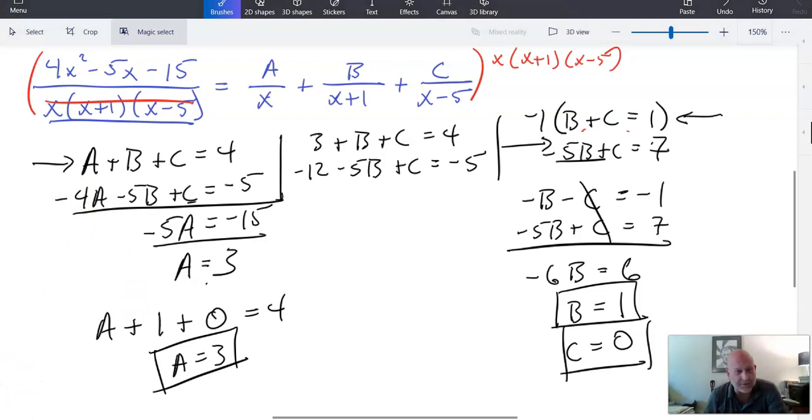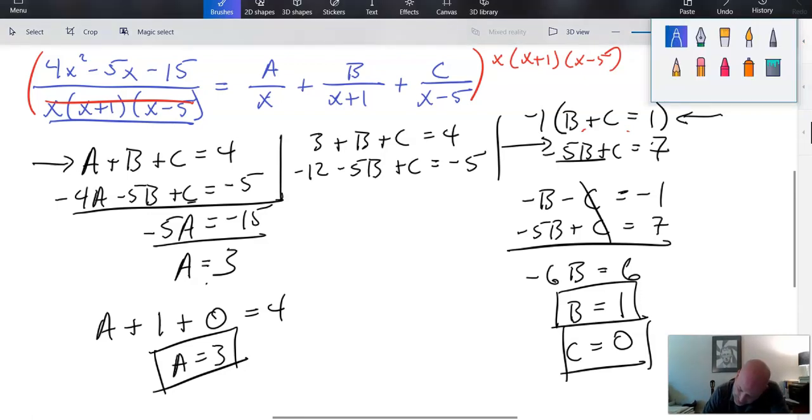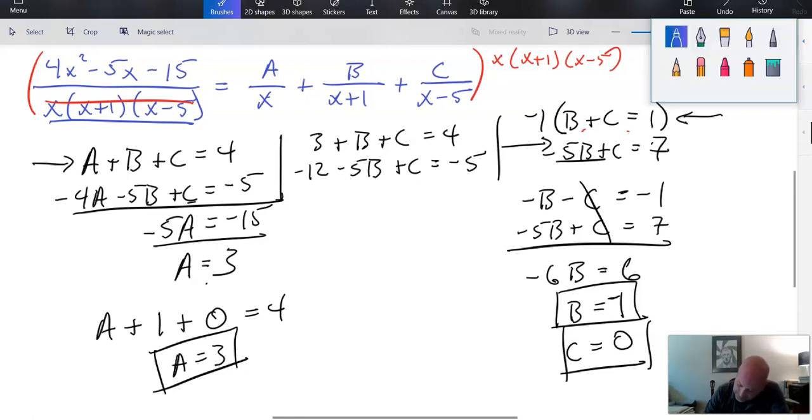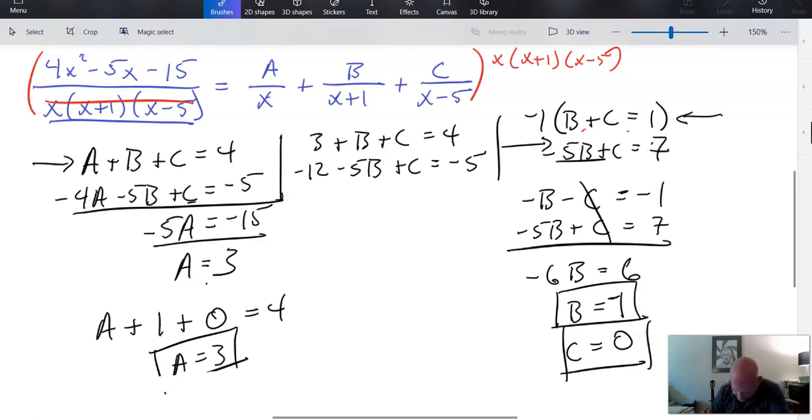And I just noticed something too. I apparently can't do division correctly. Thankfully, this mistake was towards the end. I just noticed this. If I divide 6 by negative 6, I get negative 1, not 1. So let's go back and look at that. So what that means is that B and C are incorrect. I need to go back and plug this in again.